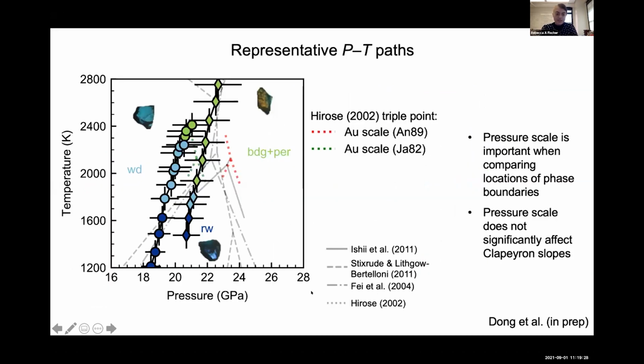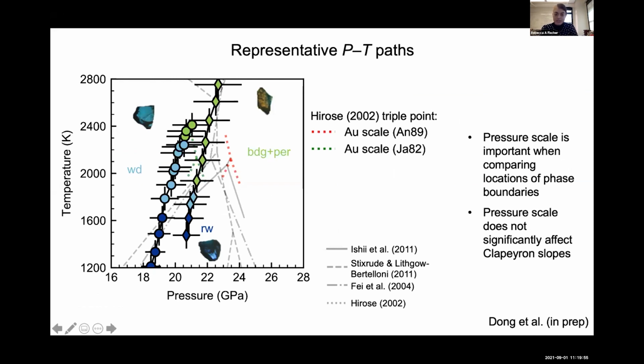And this is what some of our data look like in PT space. This is just 2 example heating cycles that I'm showing here. Pressure, temperature, space. The gray phase boundaries in the background are the same 4 that I showed on the previous slide for comparison. And one point I want to make here is that comparing between studies, it's really important that you consider what pressure scale you're using.